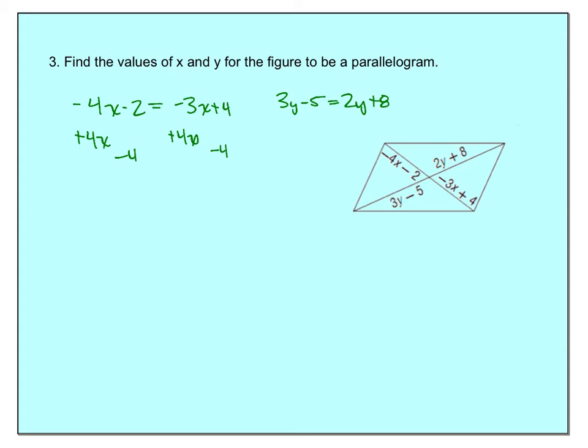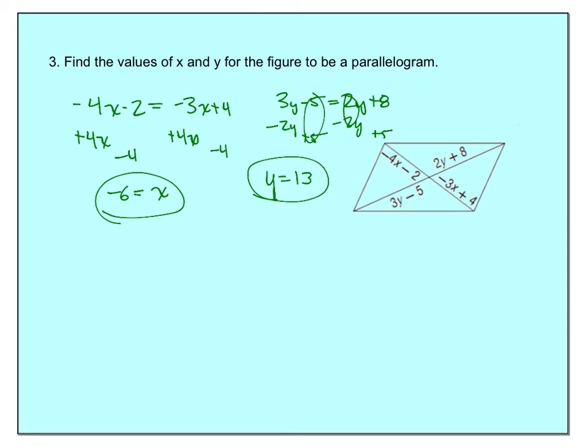Okay, so now you're going to get negative 6 equals just x. So x equals negative 6. That's nice that it worked out like that. Negative 2y plus 5 plus 5. Boom, boom. Y equals 13. Bam. There we go. So, nice couple easy 2-step equations and we're home.